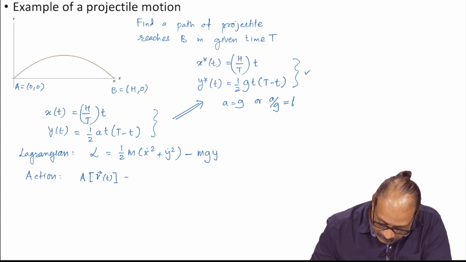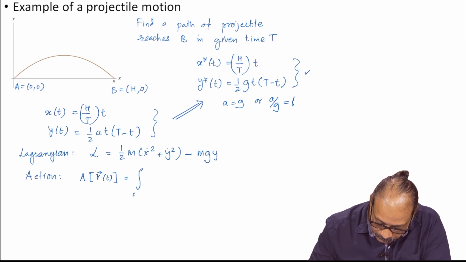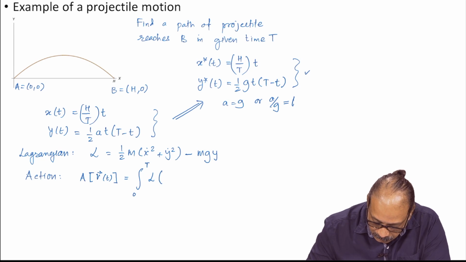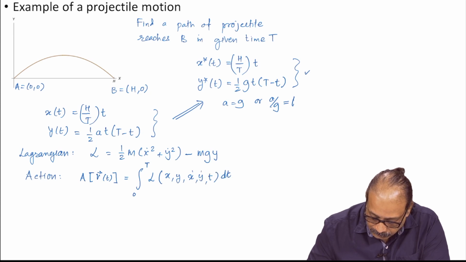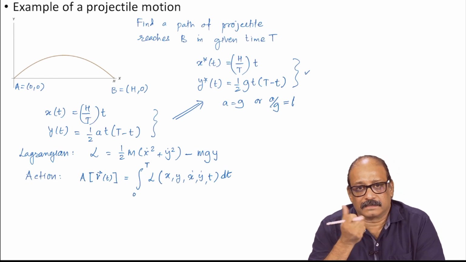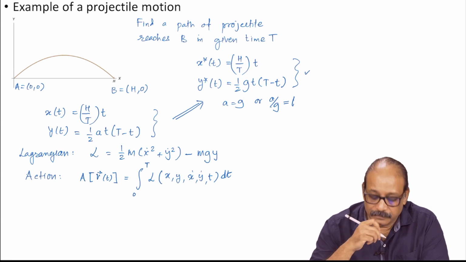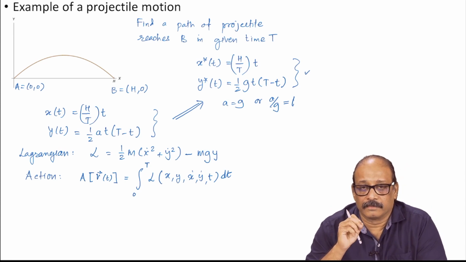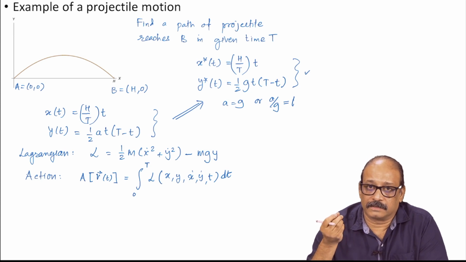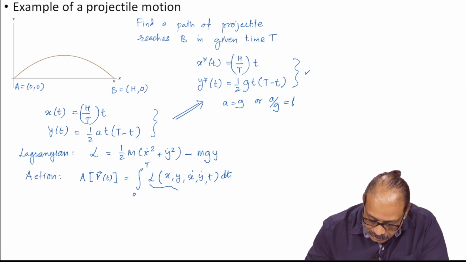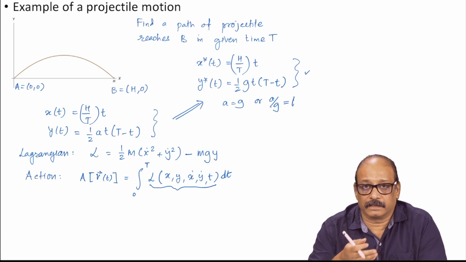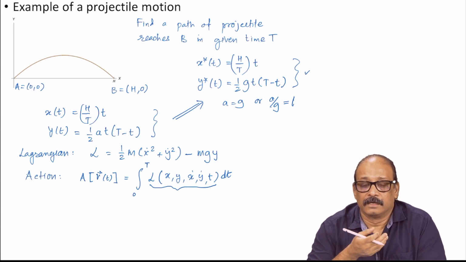We will define this as integral from 0 to capital T of L. Remember, L is a function of x, y, x dot, y dot and t. Integrate with respect to t. So, what will happen is this integral is of course easy to do. I have already given you x as a function of t, y as a function of t. So, you can calculate x dot, y dot also as functions of t. So, the whole of this can be expressed as a function of t and then you can integrate. Okay. And I will leave that exercise to you to do.